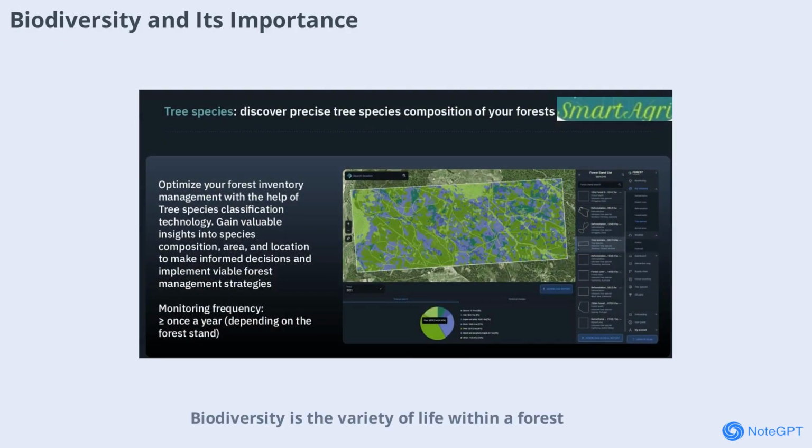Biodiversity is the variety of life within a forest, from towering trees to tiny insects. High biodiversity makes forests more resilient to disease, pests, and environmental changes. It also supports ecosystem services like pollination, water purification, and soil fertility. Protecting biodiversity is a key goal of forest management. This means preserving native species, maintaining habitat diversity, and minimizing human impact. By valuing biodiversity, we ensure forests remain vibrant and productive for future generations.